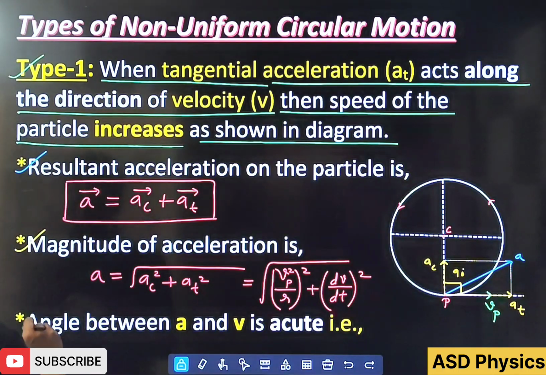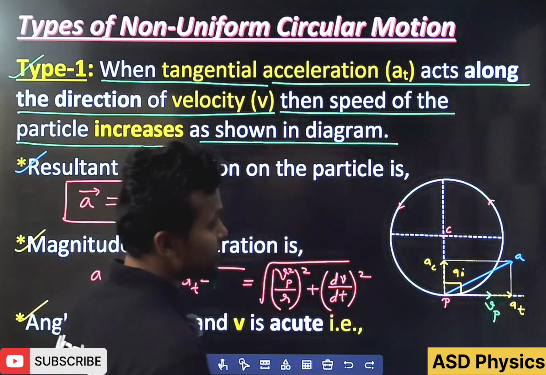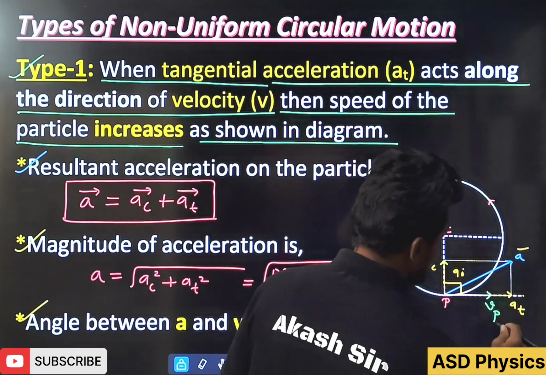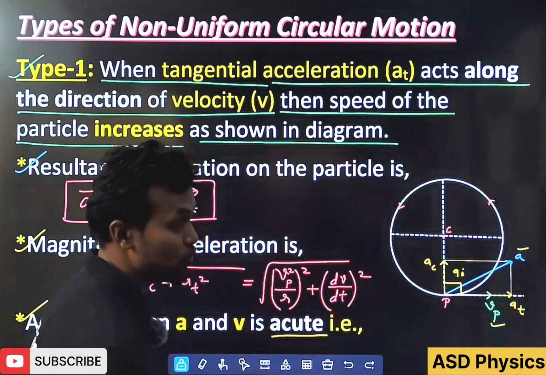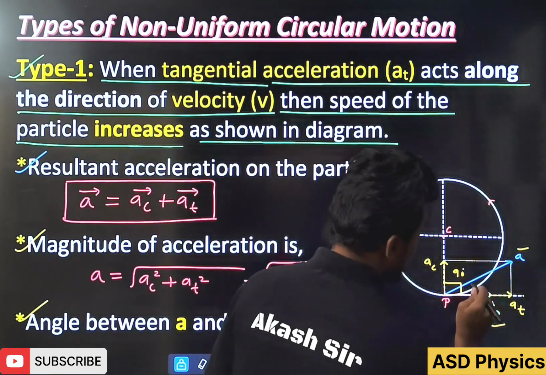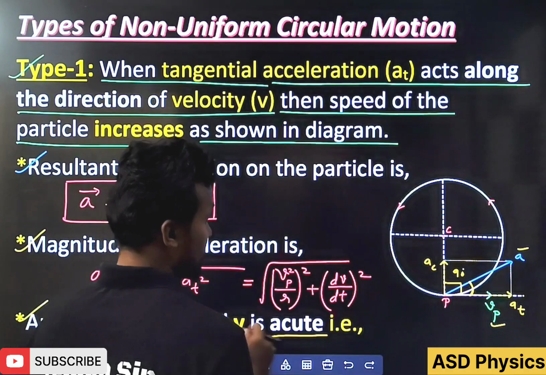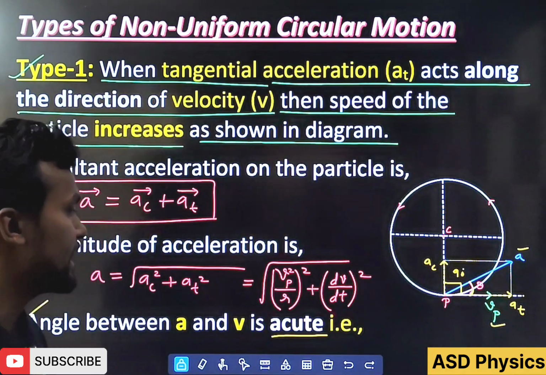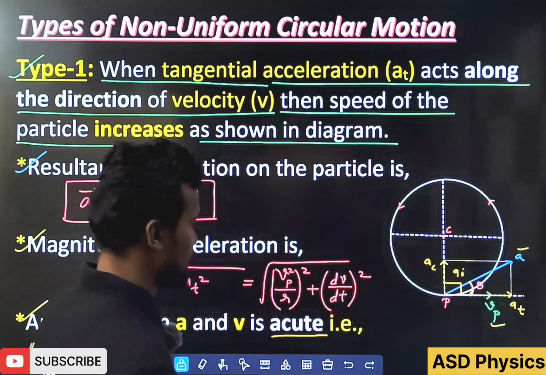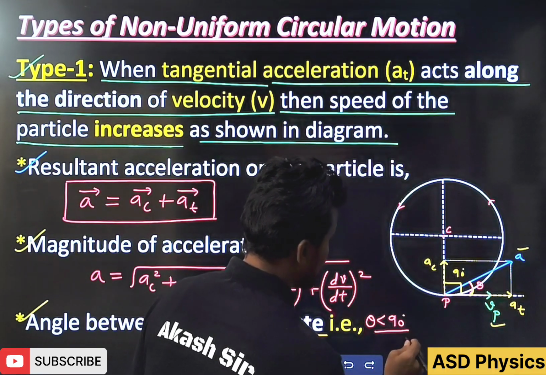Next, very important: the angle between A and V. Let's take this as A and this as my V. So what is the angle between A and V? Kindly see, this is the acute angle. This is the angle between A and Vp, this is the angle theta. This is the acute angle, that means theta will be less than 90 degrees.